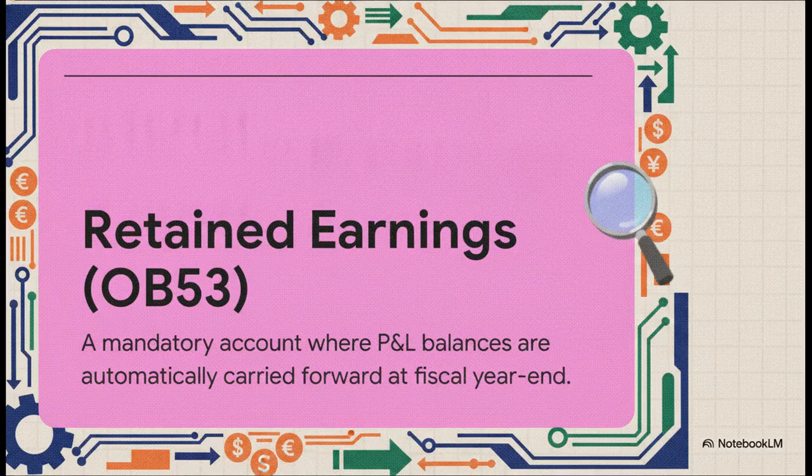Once you've got that structure in place, there's one very specific account you absolutely must configure before you can do anything else, the retained earnings account, using T-code OB53. Why is it mandatory? Well, at the end of the fiscal year, SAP needs a destination for your profit and loss balances to automatically carry forward into. OB53 defines that exact GL account destination, and you assign it based on the chart of accounts you just created.